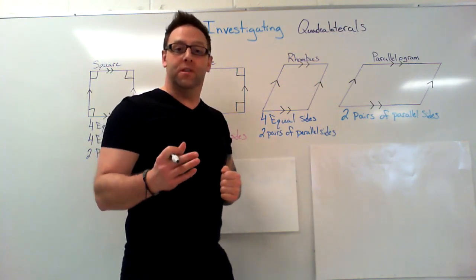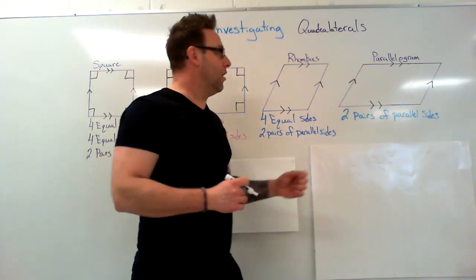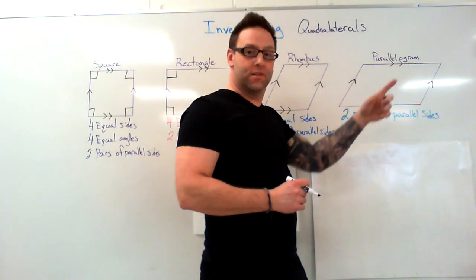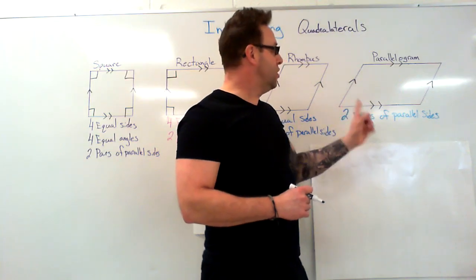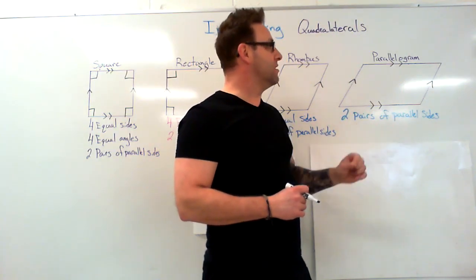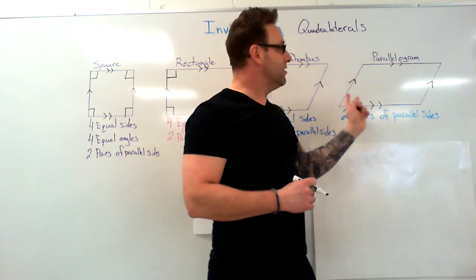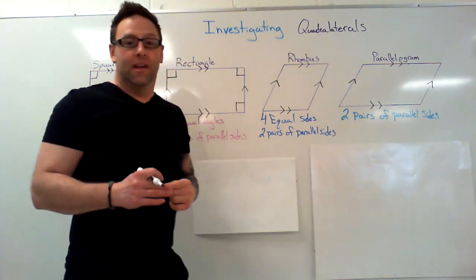Now, what happens if we change the angles and the sides? Well, what we have over here now is a shape that has four sides, a quadrilateral, but only has two pairs of parallel sides. We call this shape a parallelogram. Parallel sides, parallelogram.